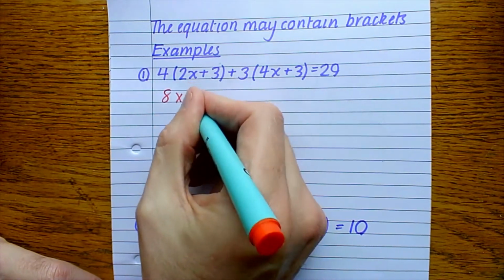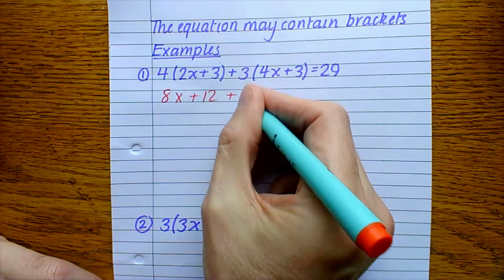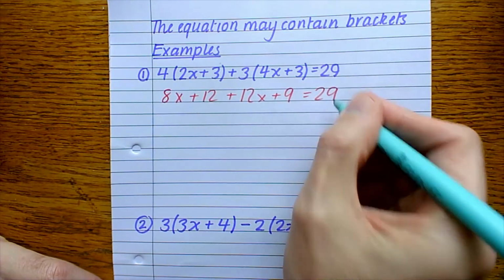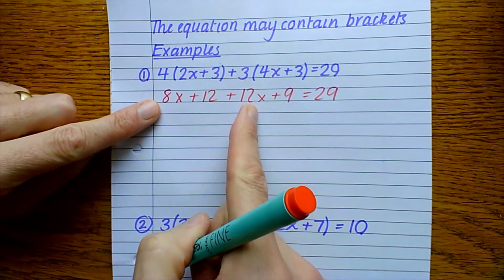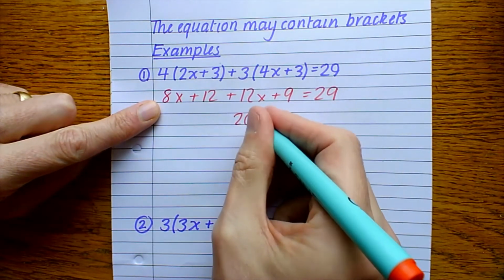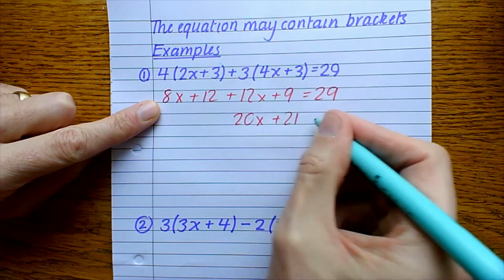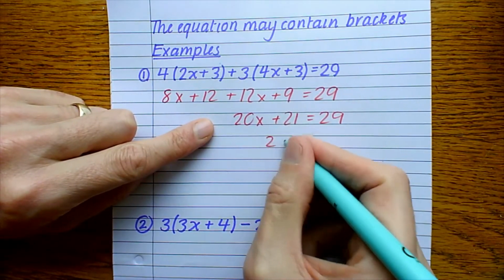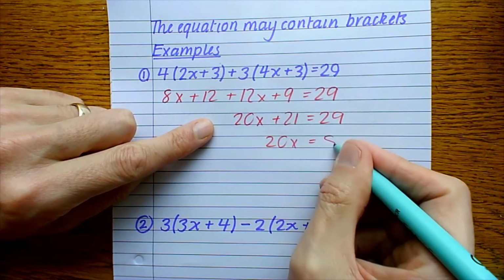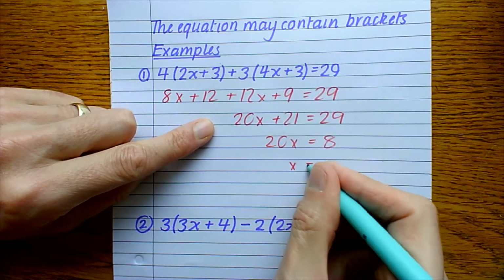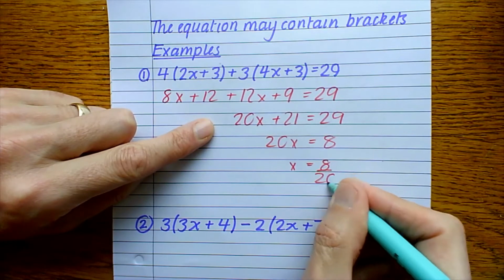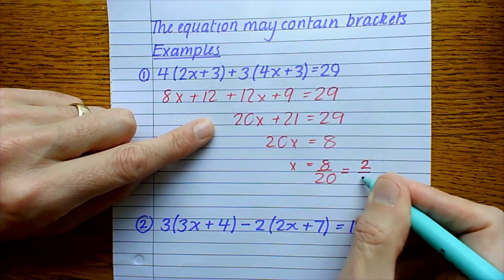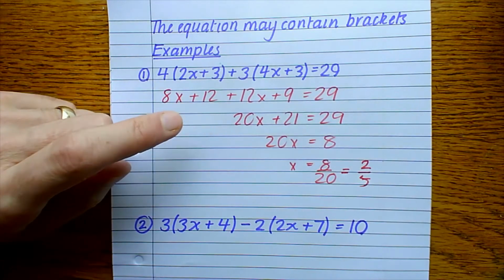8x plus 12 plus 12x plus 9 makes 29. Now simplify. 20x plus 21 makes 29. So our 20x is equal to 8. So x is 8 over 20, which will simplify by 4 to give us 2 over 5. I'm just going to stop there.